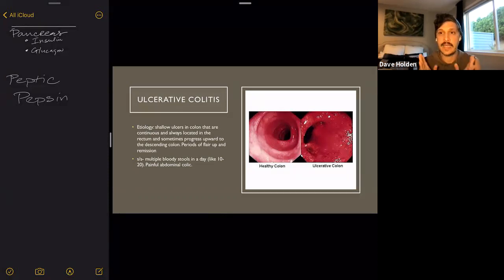Ulcerative colitis is contained to the colon. It does not spread through the small intestine or the stomach or the esophagus in the same way that Crohn's disease can. It's almost always located in the rectum, ulcerative colitis, almost always in the rectum. So you can imagine you're passing fecal matter through the rectum on top of open, painful, oozing ulcers. Is no bueno. Diagnostics is multiple bloody stools in a day, like 10 to 20 bloody stools per day.